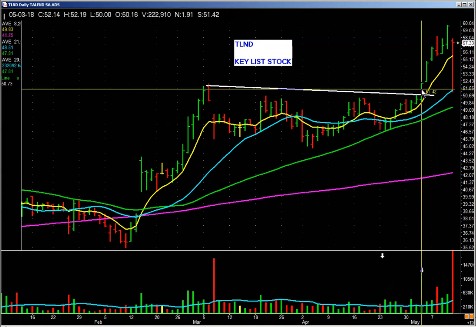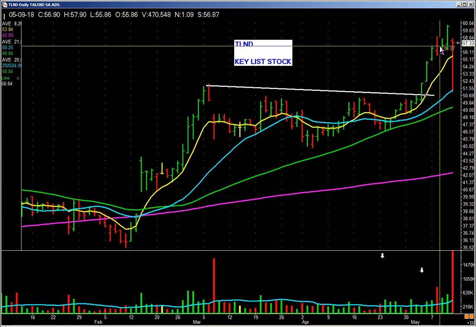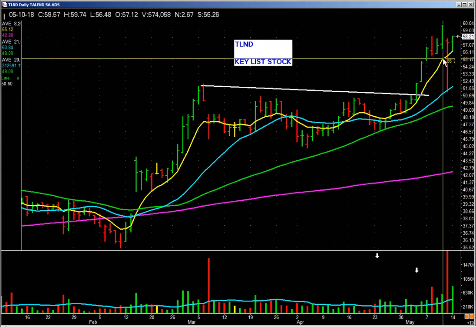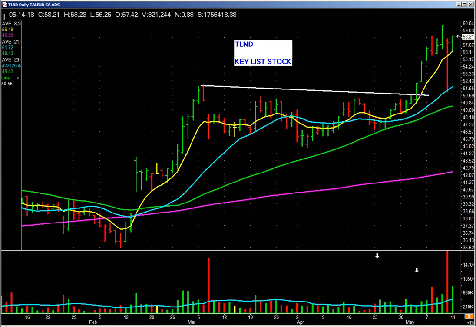I have a philosophy here. If I buy this for 51 and it's near 60, that's almost a 20% gain. I'm not going to let a 20% gain turn into a loss. That's the way I run it. There's one example for you.